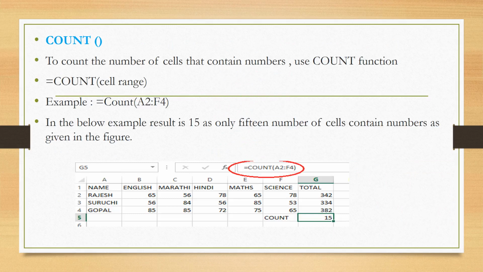Okay students, let's begin with the count function. To count the number of cells that contain numbers, use the count function. This is the count function format: is equal to count, cell range. Cell range is an argument. Example: is equal to count, A2 colon A4.